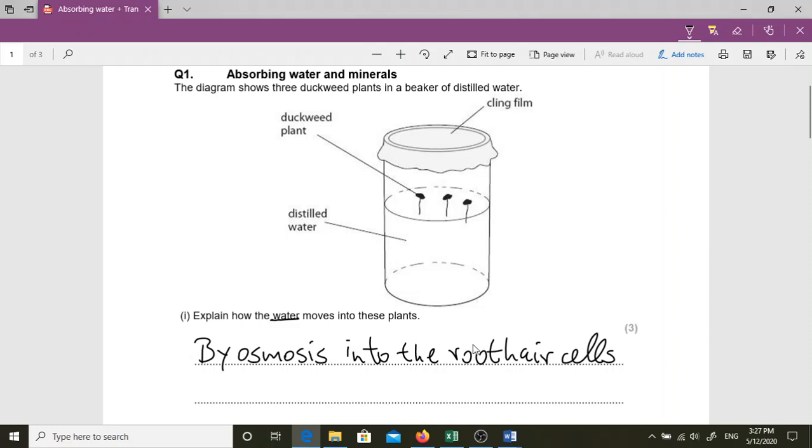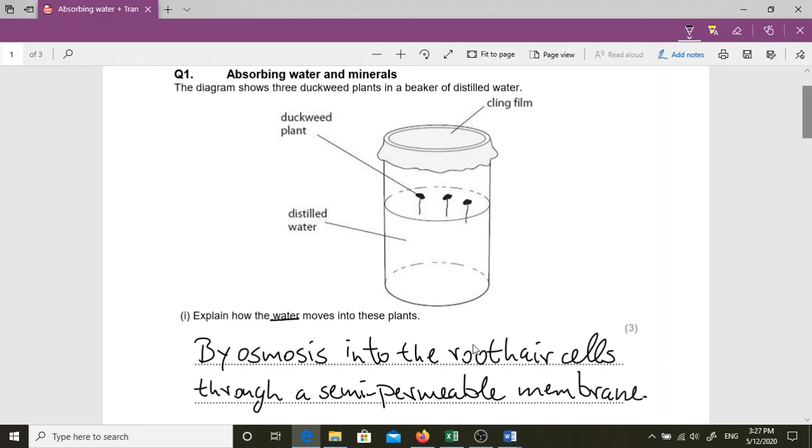And then we just need to add one thing that is special for osmosis, which is that it has to move through a semi-permeable membrane. So we just add through a semi-permeable membrane. And that is our first 3 marks here.